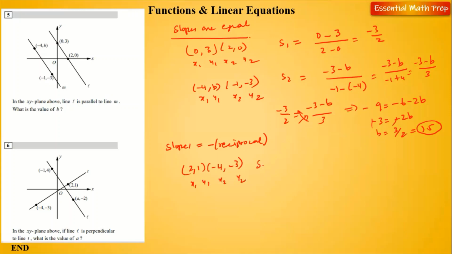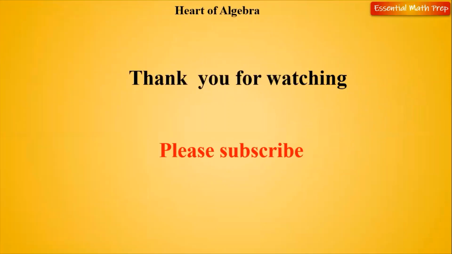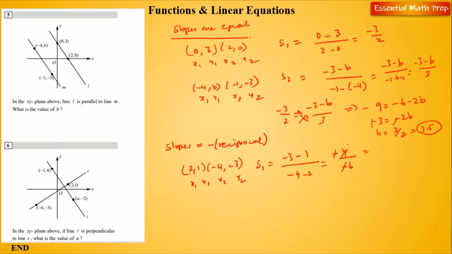So let's solve slope 1, which is -3 minus 1 over -4 minus 2, which is -4 over -6, right? So the negative cancels out. So it's 2 over 3.